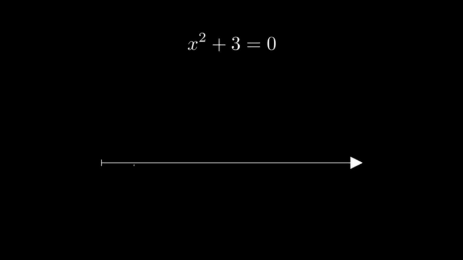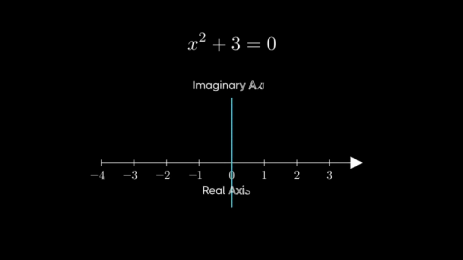This horizontal line represents the real number line, where we normally plot points that correspond to real numbers. Notice that our solutions to x squared plus 3 equals 0 can't be found on this line because they involve the imaginary unit i. To represent complex numbers, we need to add a second dimension, the imaginary axis, which is perpendicular to the real axis. This creates what we call the complex plane, where any complex number can be plotted with its real part along the horizontal axis and its imaginary part along the vertical axis.